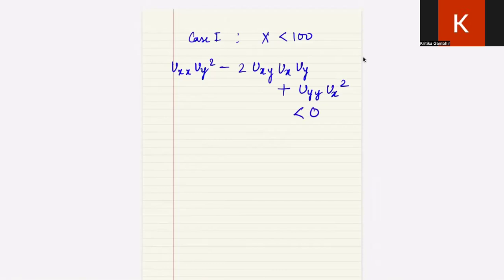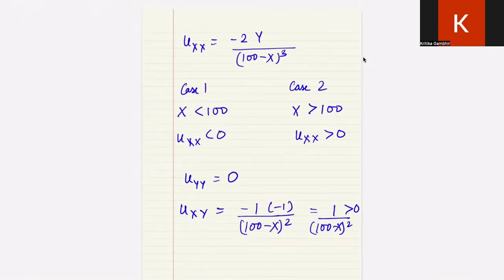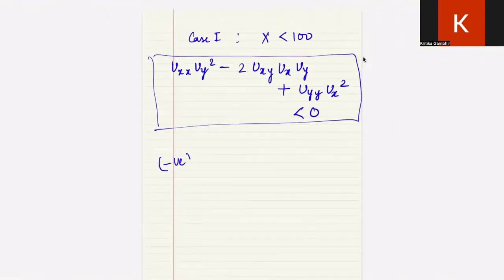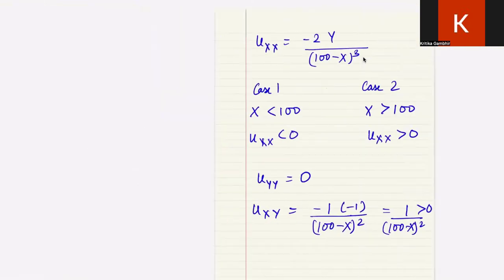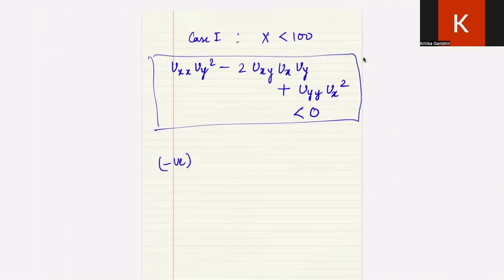This has to be less than 0. Now let's see if it is holding true or not. Uxx is negative. Uy का square, see, this is uy, right? Obviously there are cases, but we know that इसका square है, so it is always going to be positive.